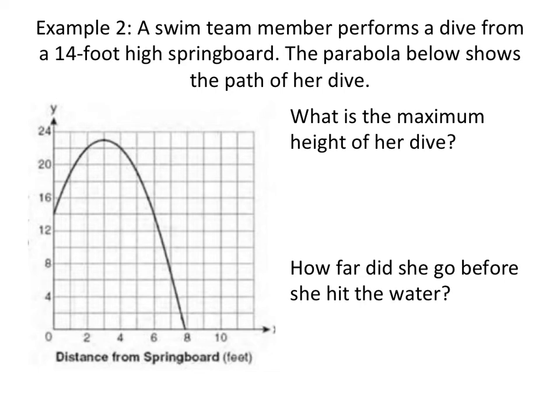Example 2, a swim team member performs a dive from a 14-foot high springboard. The parabola below shows the path of her dive. So for this example, instead of being given an equation, I'm given a parabola that's already graphed. So what I'm going to do is just analyze this graph and see how it applies to the word problem at hand, and see how I can answer this.